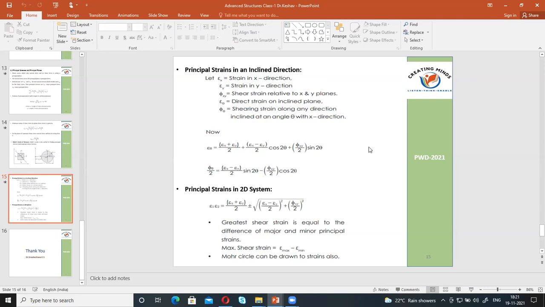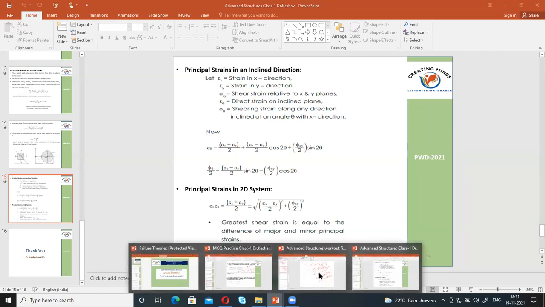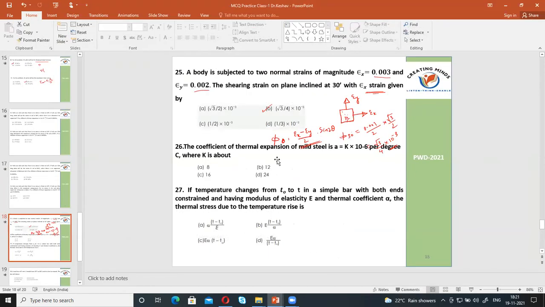99.9% you are getting it in stresses. I am clearing you people. Generally they won't ask principal strains. Definitely 100% they will ask principal stresses, but you must know at least the basic thing, because it is a part of the syllabus. It's a shear strain equation. Any doubts? No, sir.